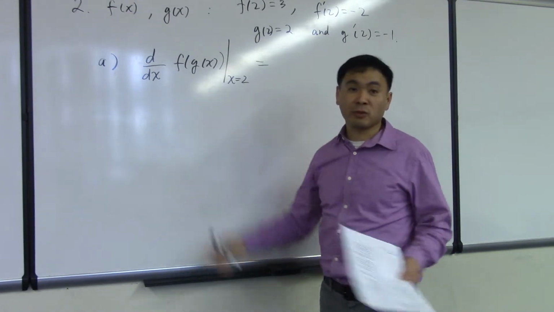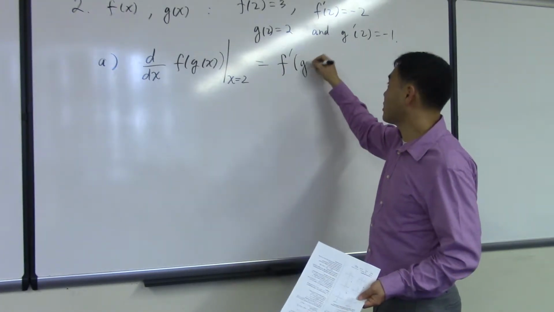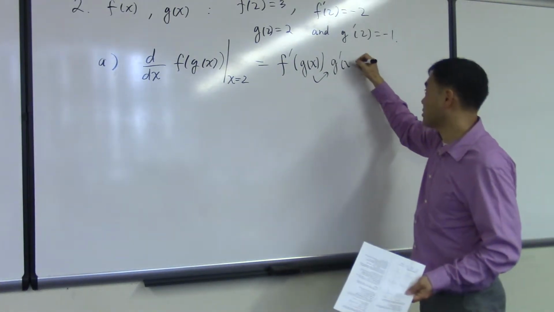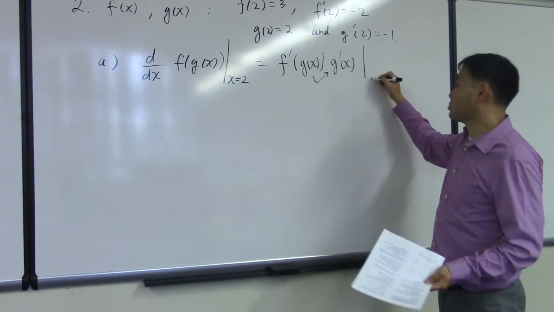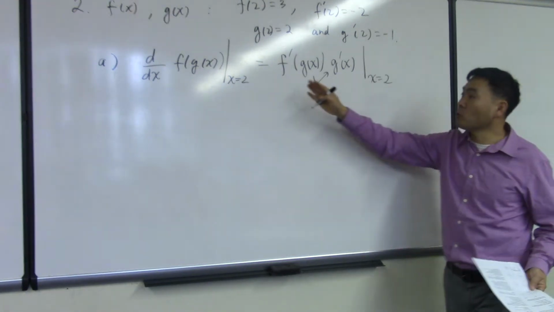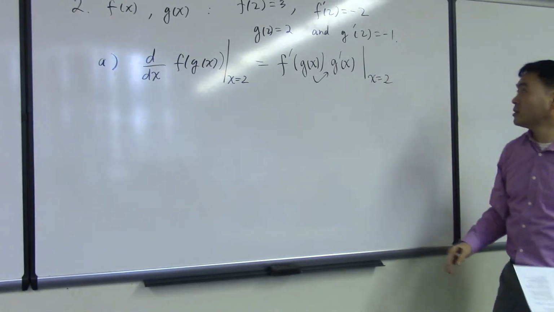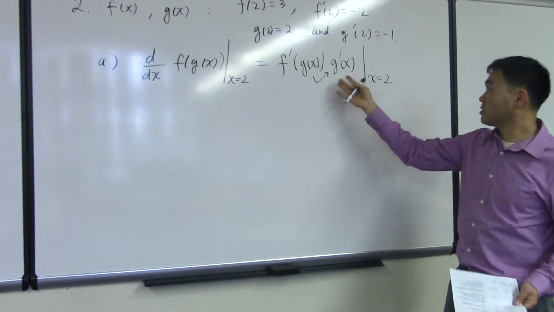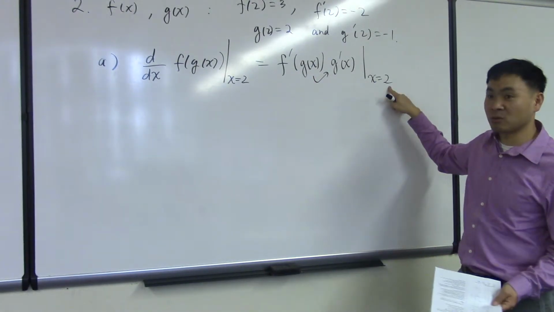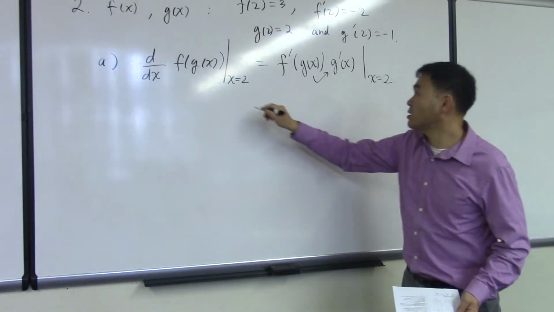Well, it's a nested function, so you just use the chain rule. Differentiate the outside, leave the inside as it is, pull the inside out, and differentiate that. And we have to plug in x equal to 2 afterwards. This bar means only after you've completed the derivative, you're going to plug in 2. Now, we can't go on anymore. We don't know what f prime is, we don't know what g prime is, so I guess now you don't have any choice but to plug this in. Okay? So let's plug this in.